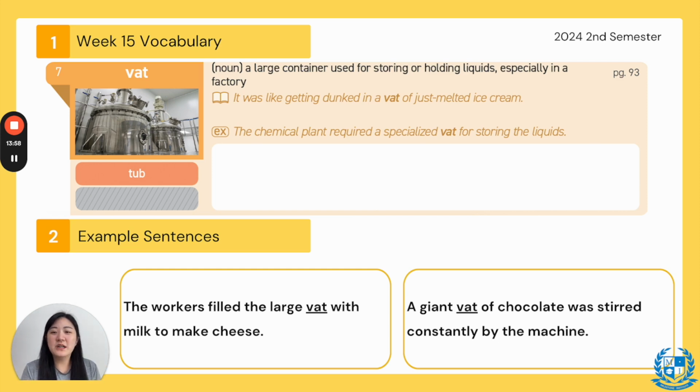Let's look here. It says the workers filled the large vat with milk to make cheese. Also, we would put milk in here and then the vat would just turn and turn and turn until it was made into cheese. Next one, it says a giant vat of chocolate was stirred constantly by the machine. Would you like a vat full of chocolate? I know I do. I love chocolate. And having a huge vat with it would be awesome.